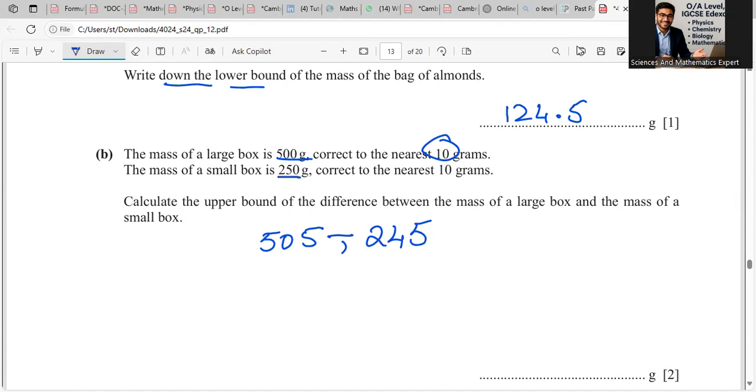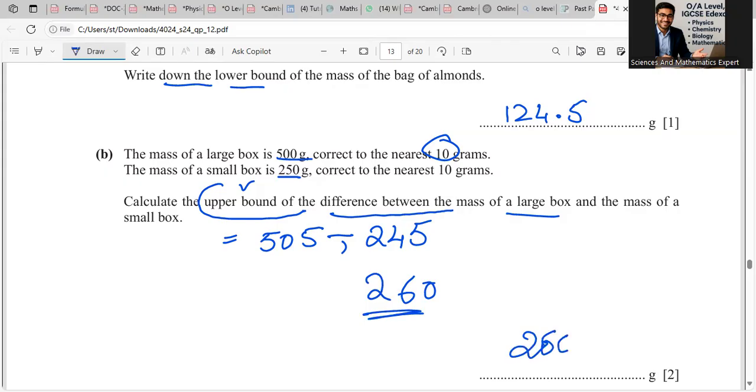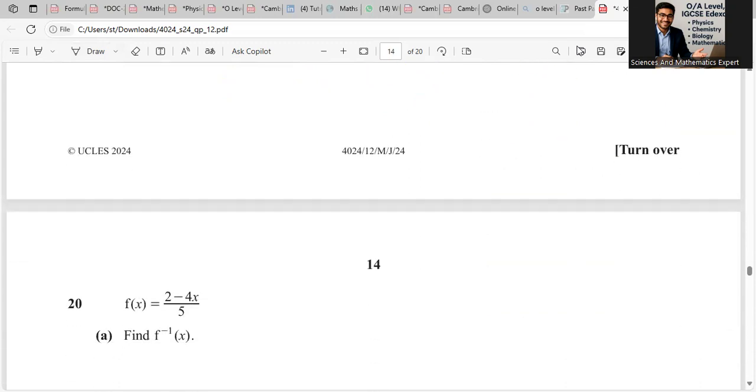Then the difference is maximum, because he is saying find the upper bound of the difference between the masses of the large box and the small box. So it is the upper bound basically. For the larger box you will use the upper bound, for the smaller box you will use the lower bound, and your values 505 minus 245 will be 260. 260 will be the upper bound of the difference.